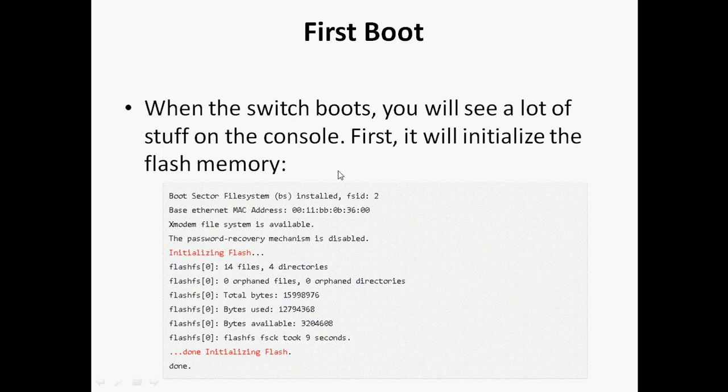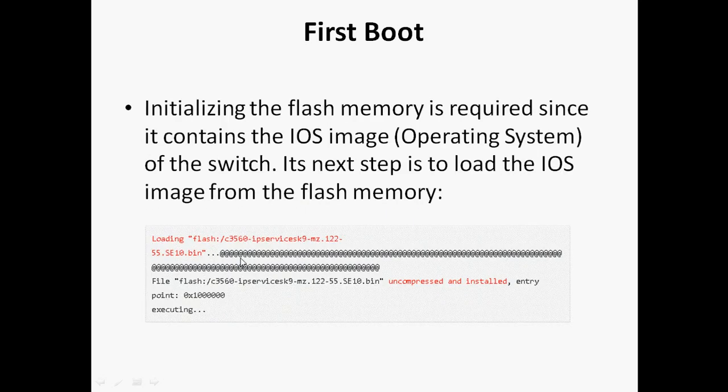First it will initialize the flash memory. Here we can see initializing the flash memory. The switch or router first of all initializes the flash memory, because the IOS is stored in flash memory. Normally in a computer all the data and OS are stored in the hard disk. Same like that, in routers and switches the IOS and all the information is stored in flash memory. That's why it's initializing the flash.